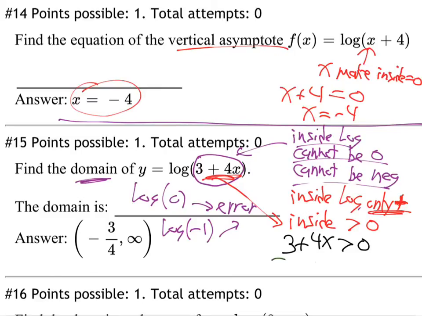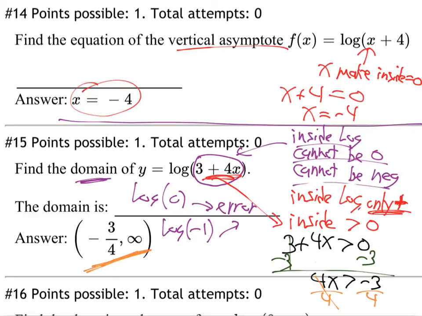And so subtract 3 from both sides. 4x is greater than negative 3. Last step to finish getting x alone, divide by 4. X has got to be greater than negative 3/4.